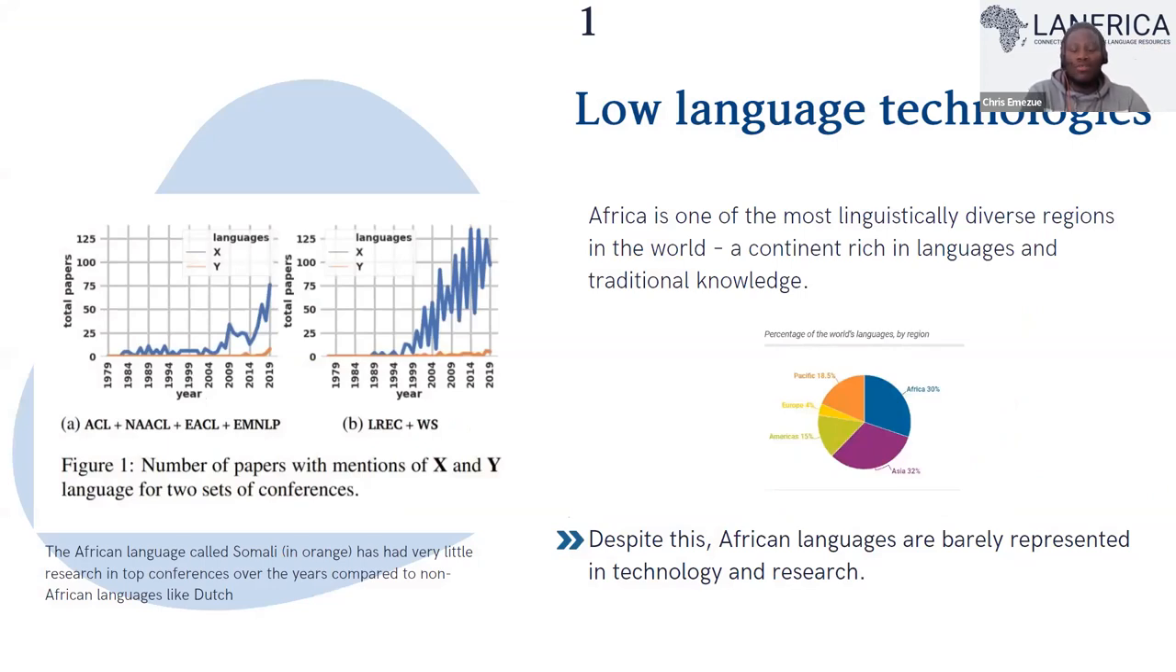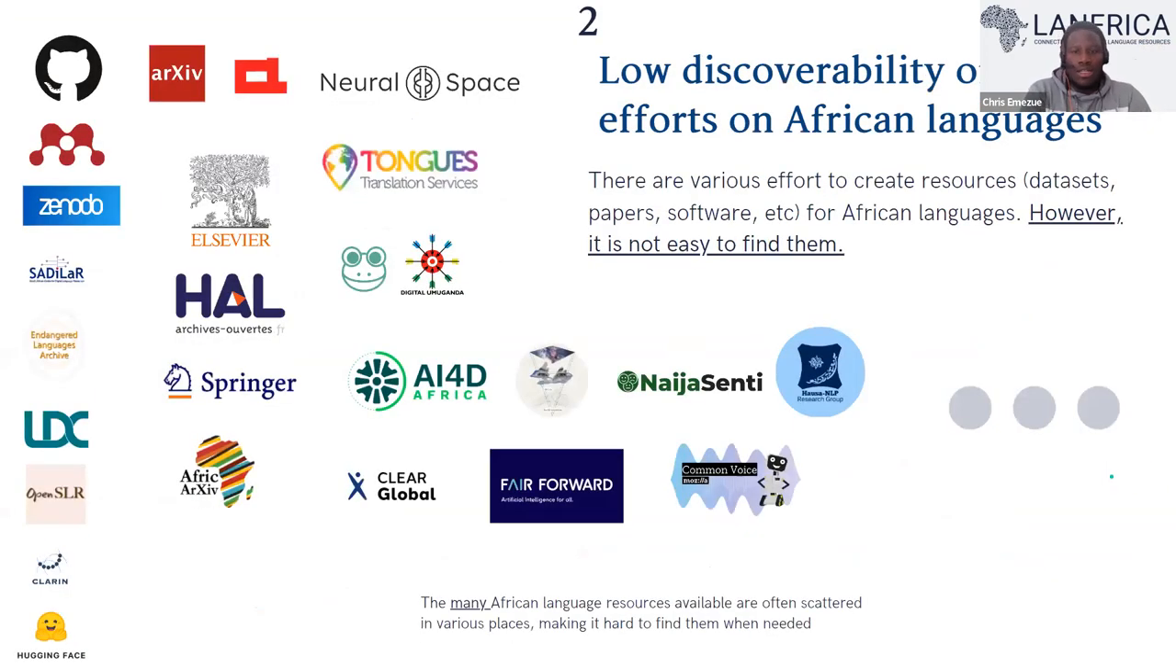One problem we have is what I call low language technologies. It's what I said earlier: despite the fact that African languages are 30% of the world's languages, you still have very low representation in technology and research in general. The second one I call low discoverability of existing efforts on African languages. What you see here is that there are so many efforts and places and repositories where there are resources for African languages.